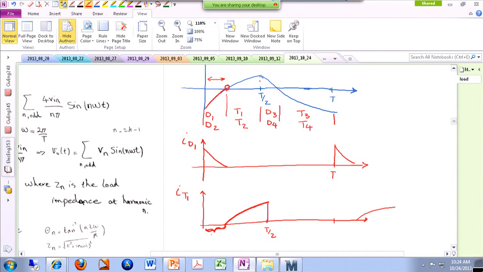The other thing that later on we are going to talk about is, as you can see, this diode is turning off when its current is returning back to 0, and also this transistor is turning on when its current is starting at 0. So you actually have a little bit of a zero current switching mechanism going on here. We are not going to talk about it now, but later we are going to discuss it. All right, so the system is very simple.